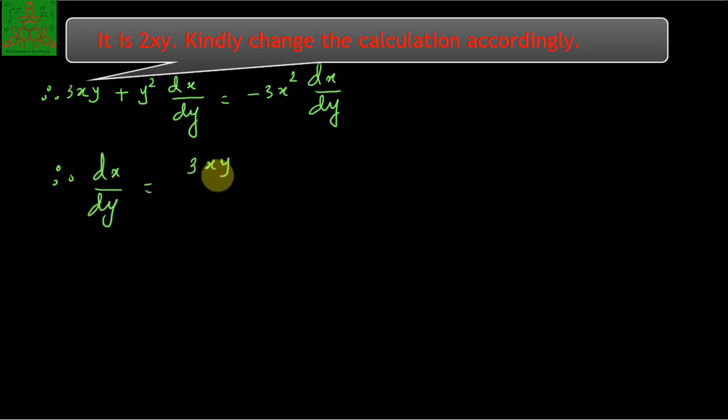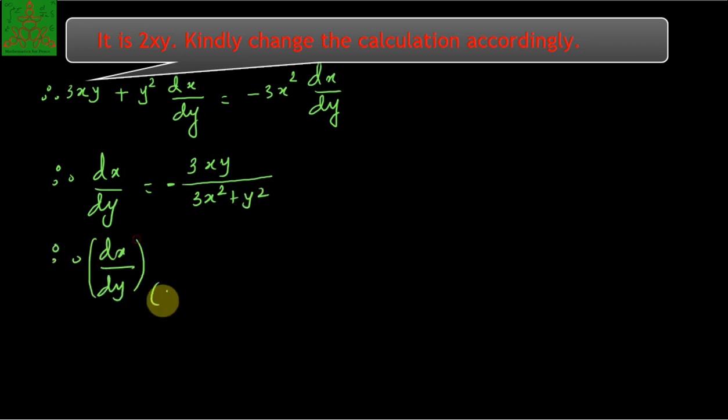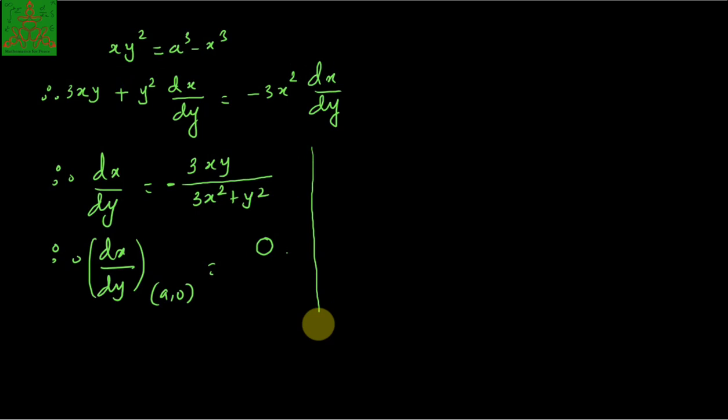If I differentiate this with respect to y, we will have x as it is, derivative of y square is 2y, plus y square as it is, derivative of x with respect to y is dx by dy, minus 3x square dx by dy. So therefore this will imply dx by dy is equal to 3xy upon 3x square plus y square minus. Now you can calculate this value at point a comma 0. Then you will have 0. This value is 0.